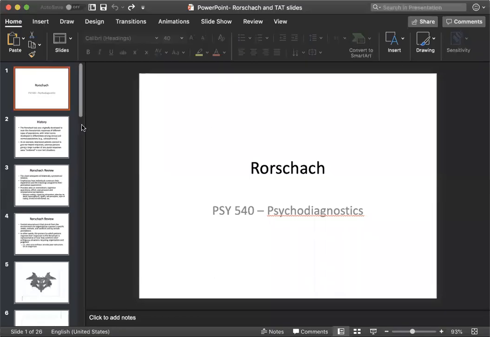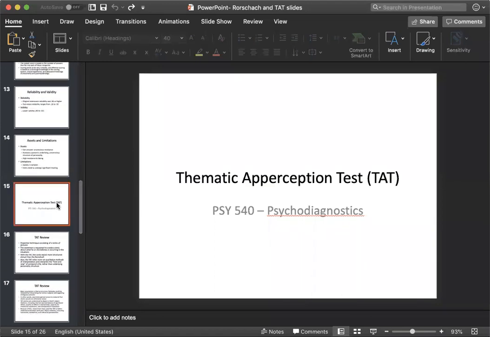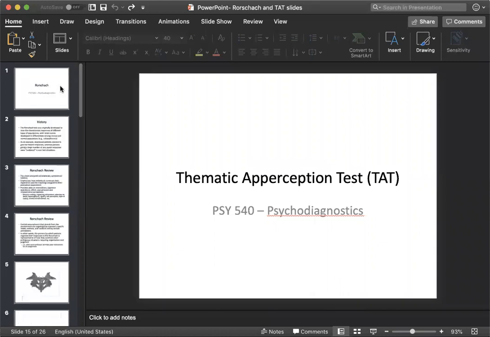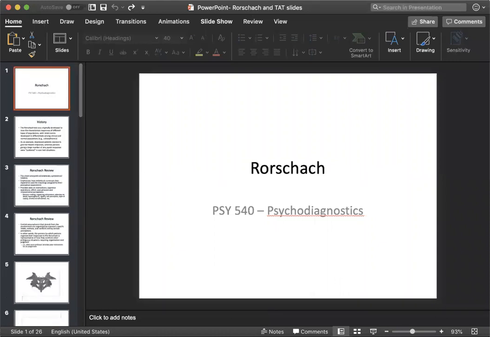This week we are focusing more on personality. We will be discussing the Rorschach as well as the Thematic Apperception Test. Both are projective tests and are designed to gain more insight on a client's worldview.